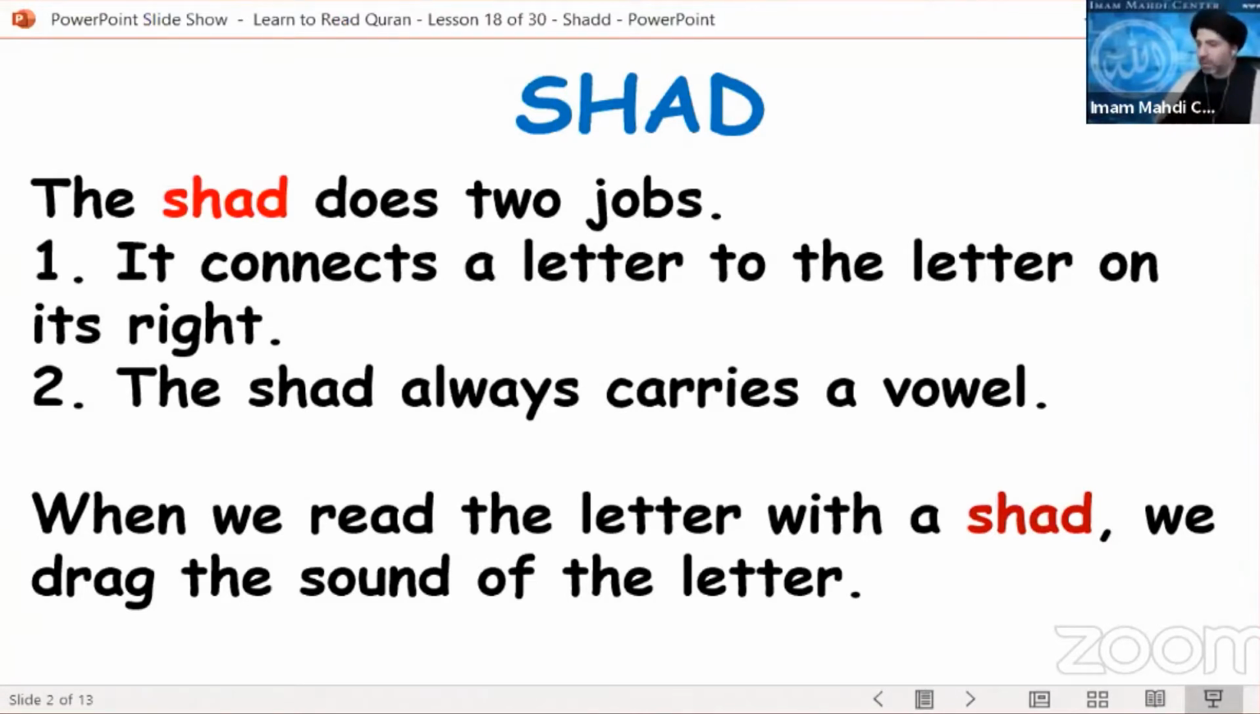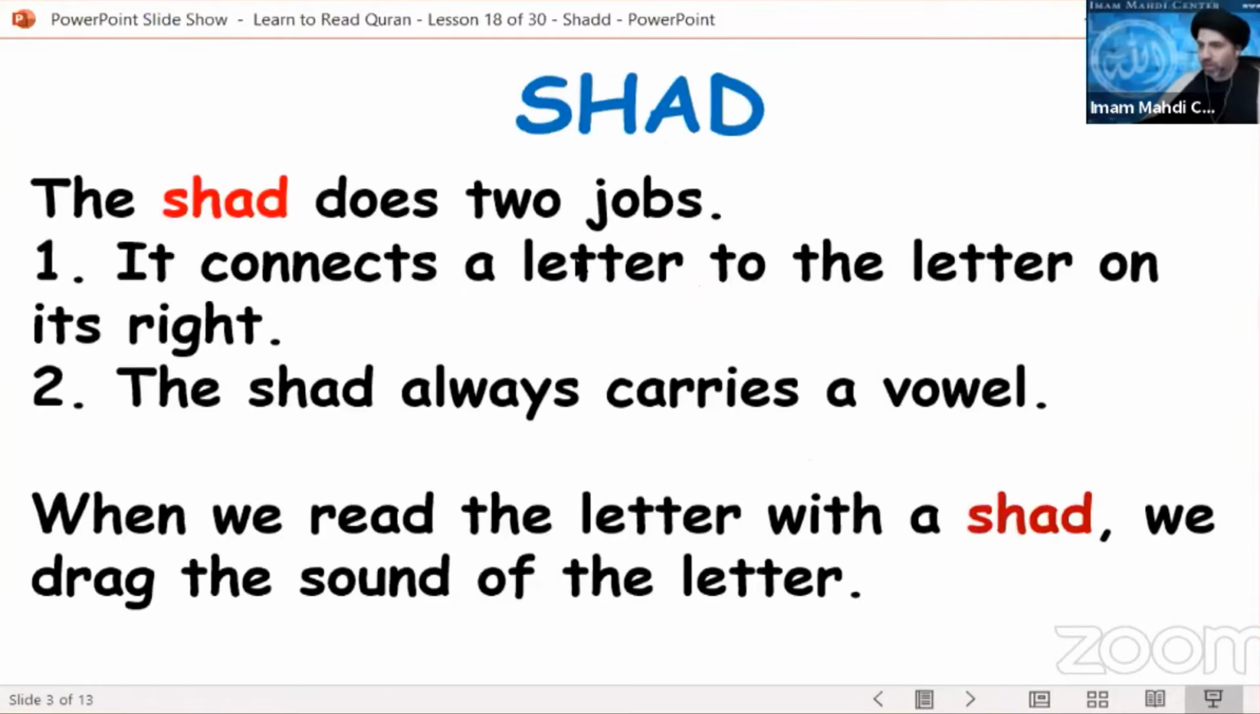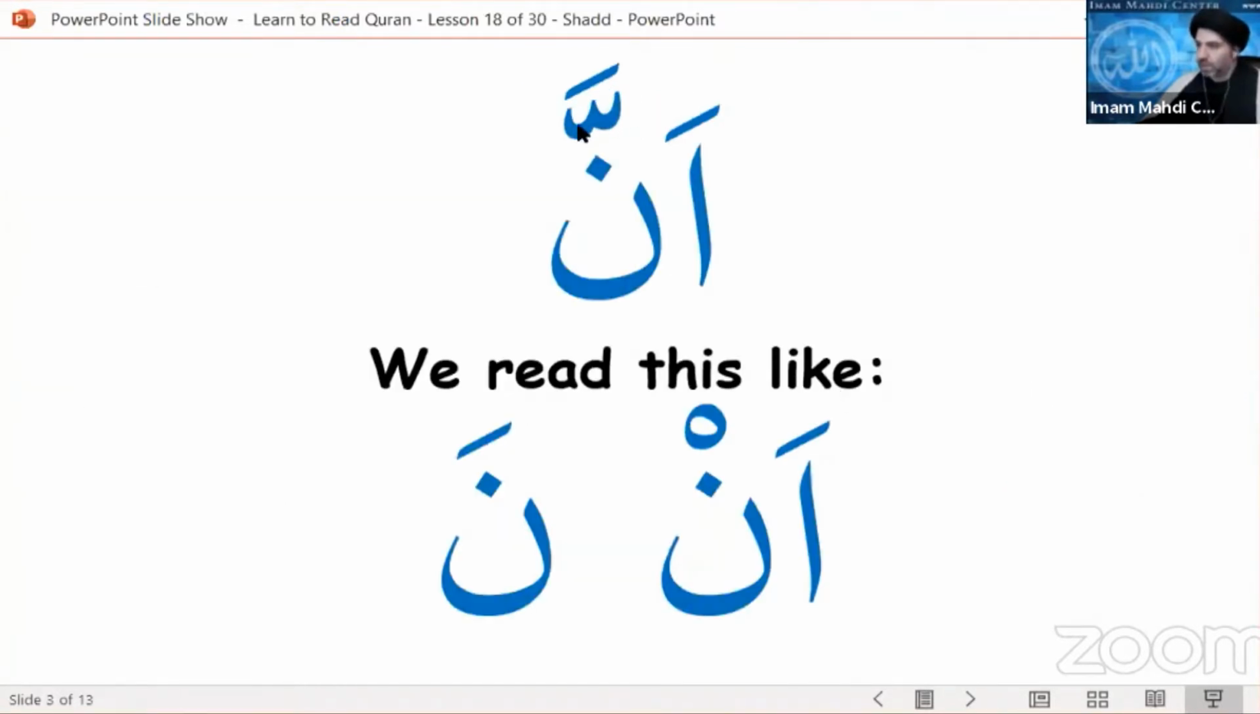And when we read the letter with a Shad, we drag the sound of the letter, as we're going to demonstrate in our next examples. So here we have the letter Alif with a Fatha, and it's followed by a Noon that has the Shad on it. And as we said in rule number 2 here, the Shad always carries a vowel. It's never by itself. The Sakin is always by itself on a letter, but the Shad, as you see here, always has a vowel on it as well. So here the Noon has a Shad and a Fatha. So what does the Shad do?